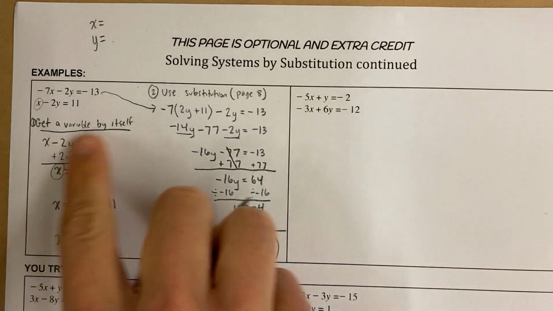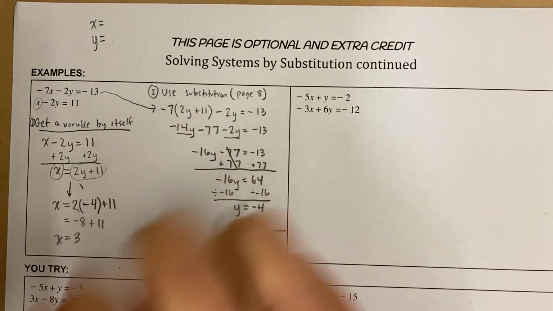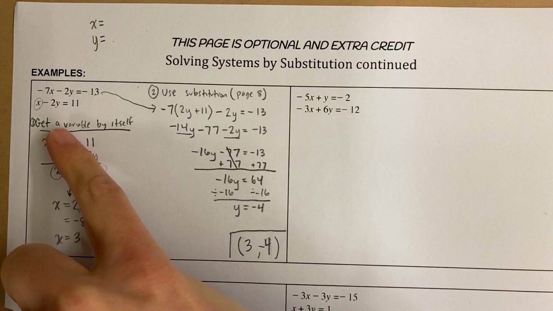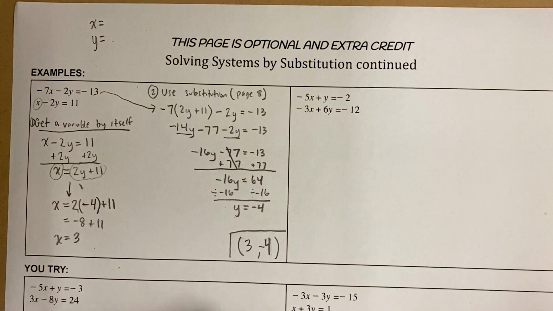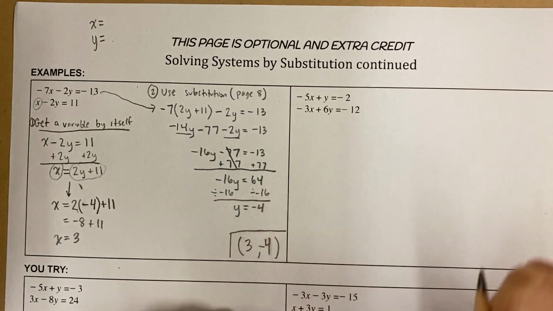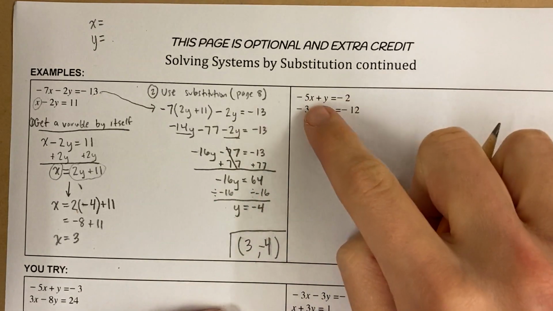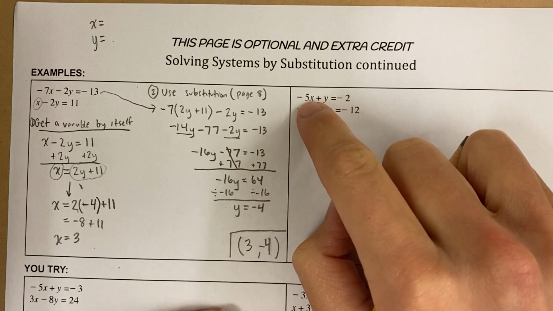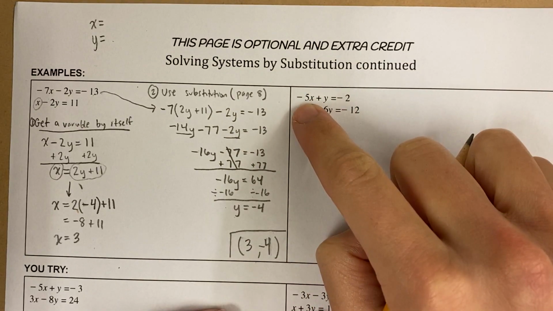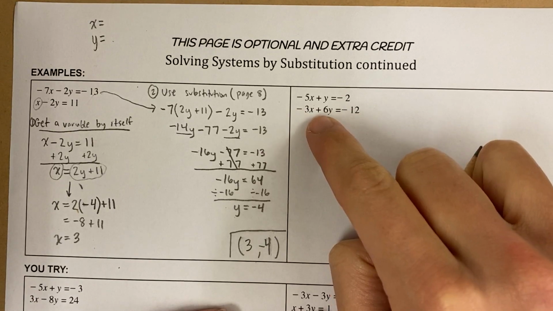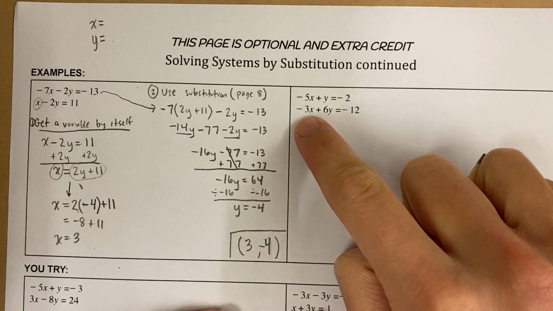Okay, so notice first I got a variable by itself, and then I just used substitution like I did before on page 8. And so this is really the new step. Okay, over here, let's do one more example. Remember, I'm looking for the variable that's easiest to get by itself. Now remember, I can always get any variable by itself. For example here, if I want x by itself, I could subtract y from both sides and divide by -5. Here, if I wanted x by itself, I could subtract 6y from both sides, I could divide by -3.